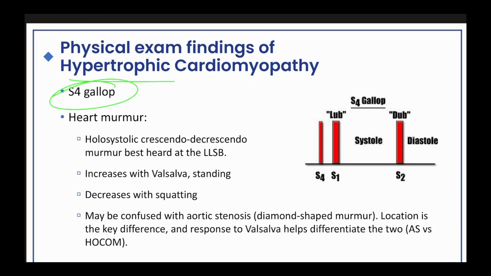Hypertrophic cardiomyopathy has an S4 gallop. The heart murmur is holosystolic, crescendo-decrescendo. This one is best heard at the lower left sternal border. It increases with Valsalva. It decreases with squatting.